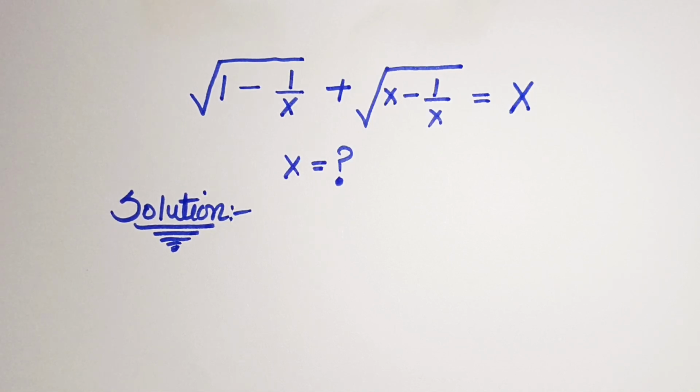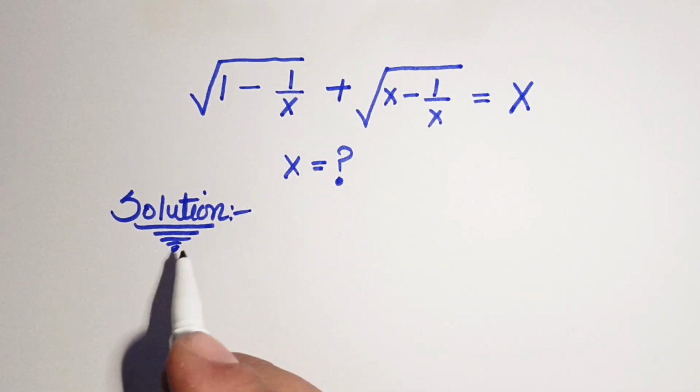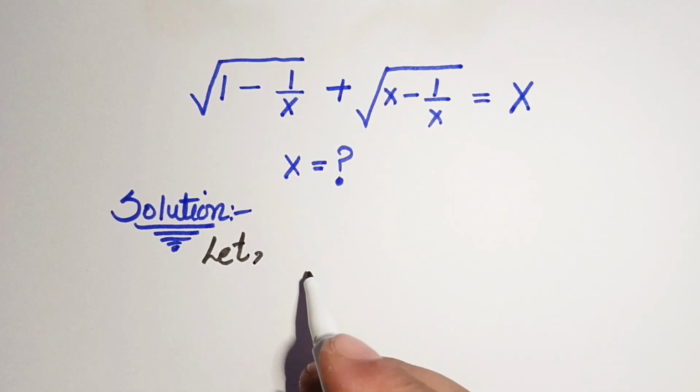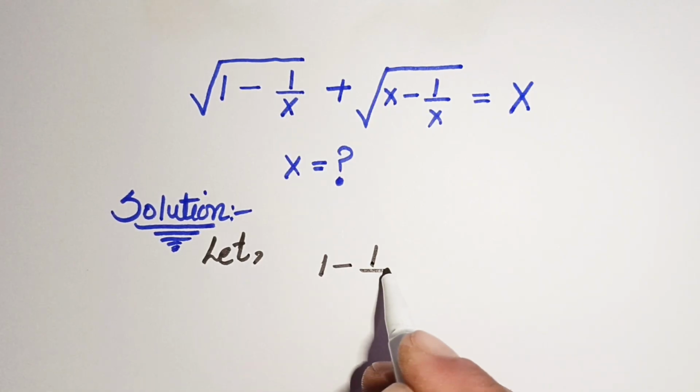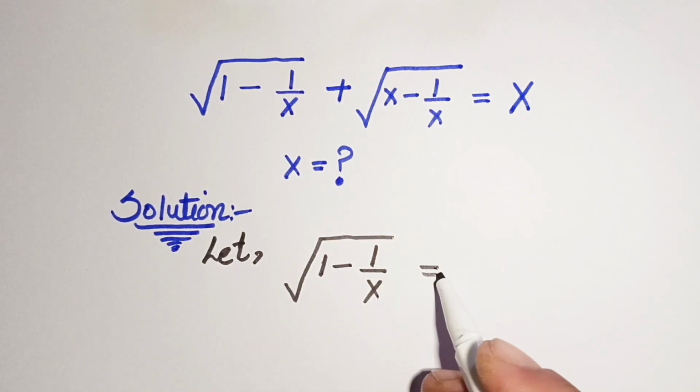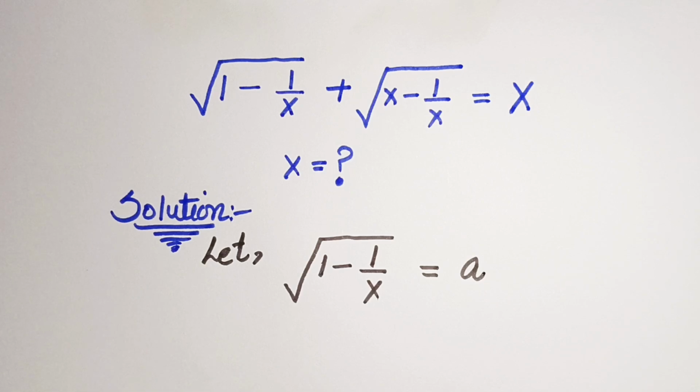Today we have a nice radical problem: the square root of 1 minus 1 over x, plus the square root of x minus 1 over x, is equal to x. So here we have to find out the value of x. First of all, let us suppose that the square root of 1 minus 1 over x is equal to a.